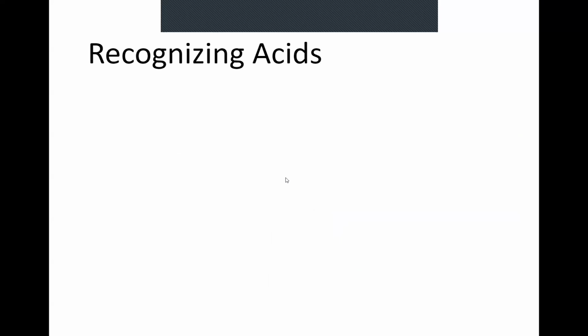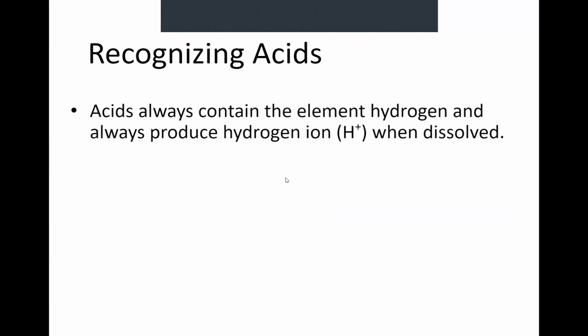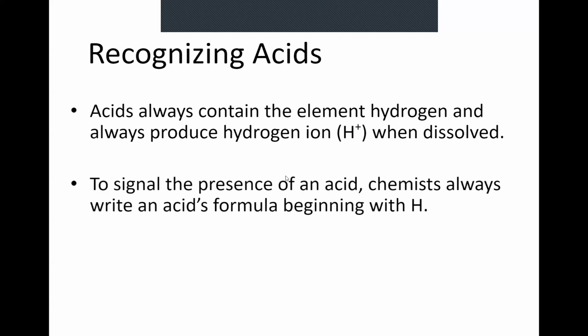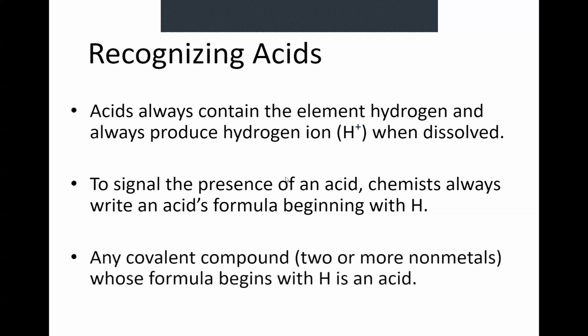Okay, how do we recognize an acid and distinguish it from other types of compounds? Acids always contain hydrogen. They always have an H. And they're always going to produce H plus ion, hydrogen ion, when they're dissolved. Chemists are typically nice to each other, and they'll begin the formula of a covalent compound with an H to signal the presence of an acid. So for our purposes, anytime you see a covalent compound, that means two or more nonmetals bonded together, whose formula begins with an H, you've got an acid on your hands.